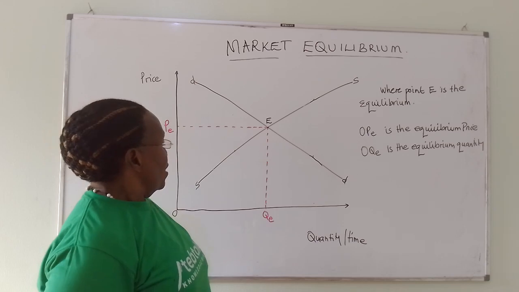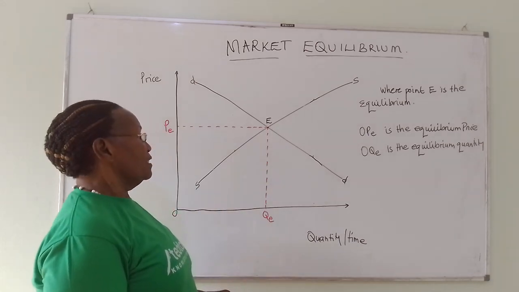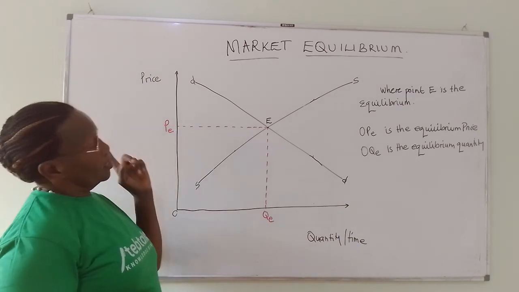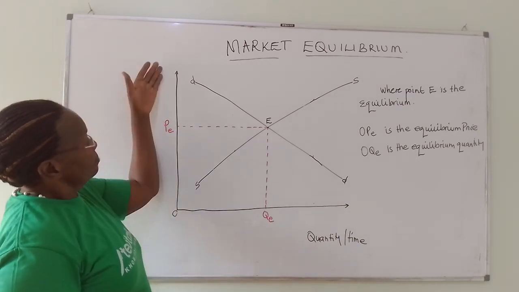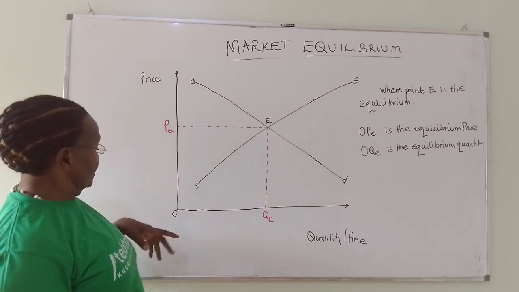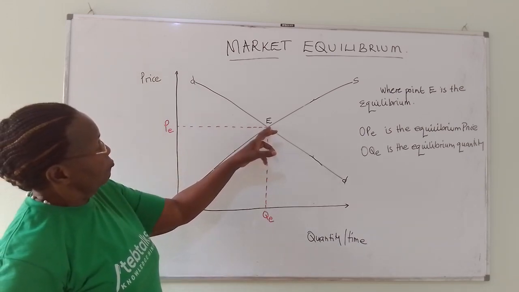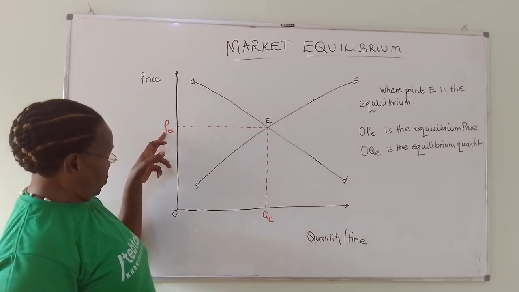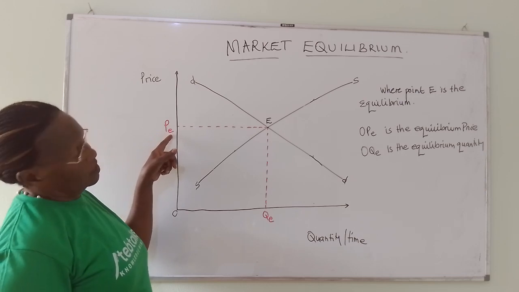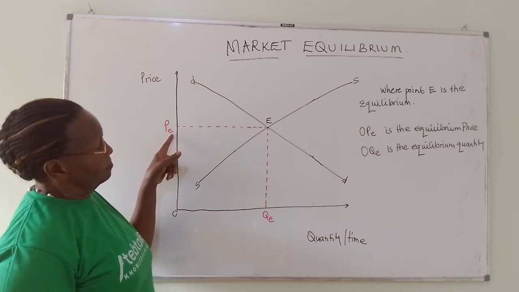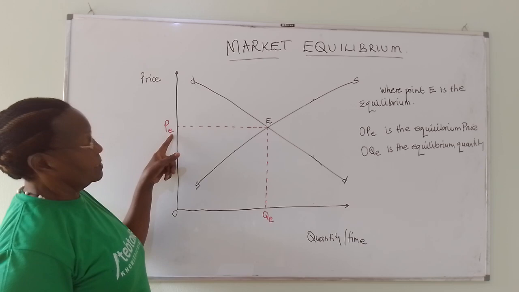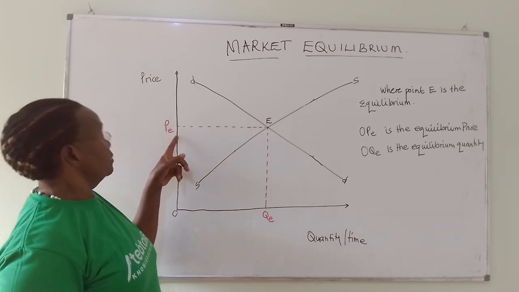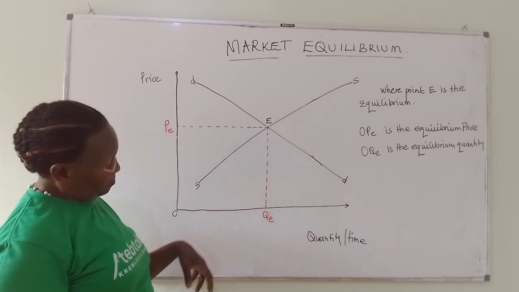So now, if this is the point of equilibrium, it implies that from 0 to PE, this is going to be our equilibrium price. Why? Prices are read off from the y-axis, and we are able to read off the price from here, and PE is the price. So all the way from 0 to PE, we have our equilibrium price, where the consumers agree to pay that price and the producers agree to take that price for their particular commodity.